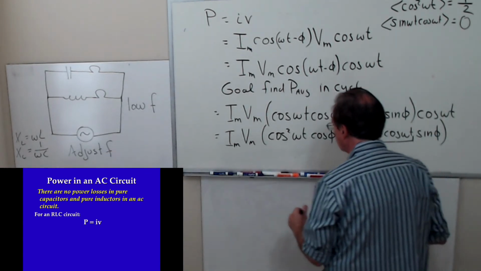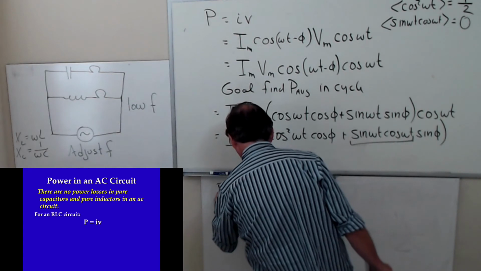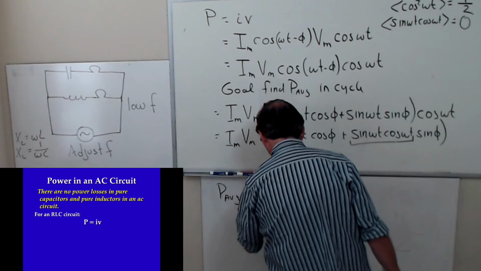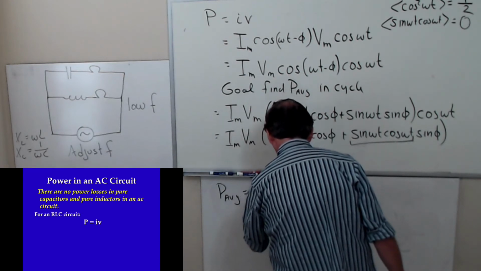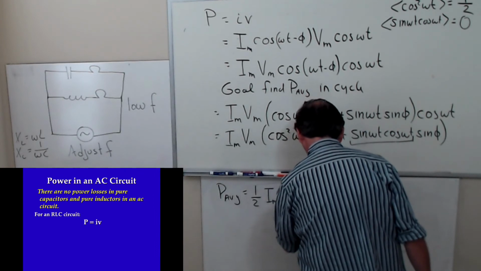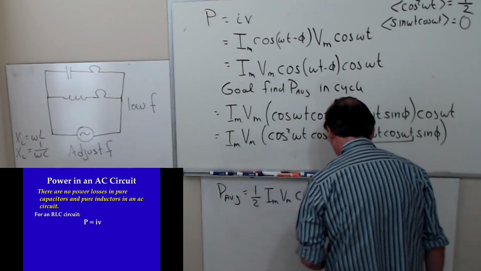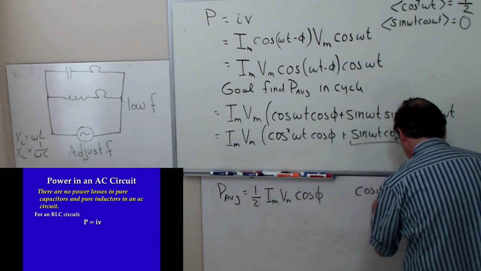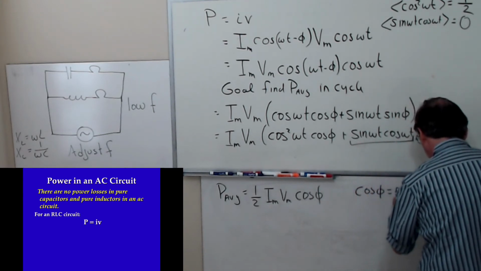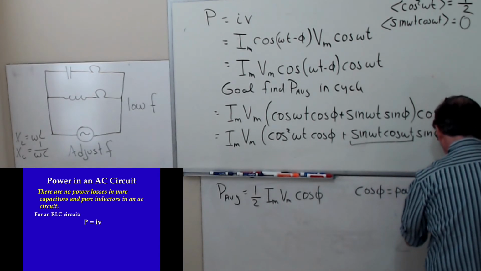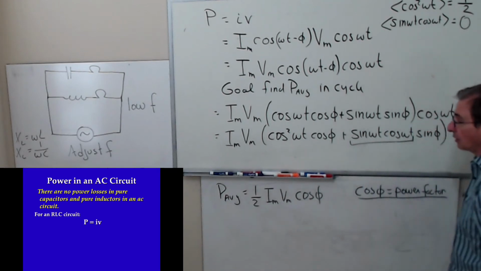And so what I'm left with is P average is 1/2 I sub m V sub m cosine phi. Cosine phi is called a power factor. Make sure you know what the power factor means.